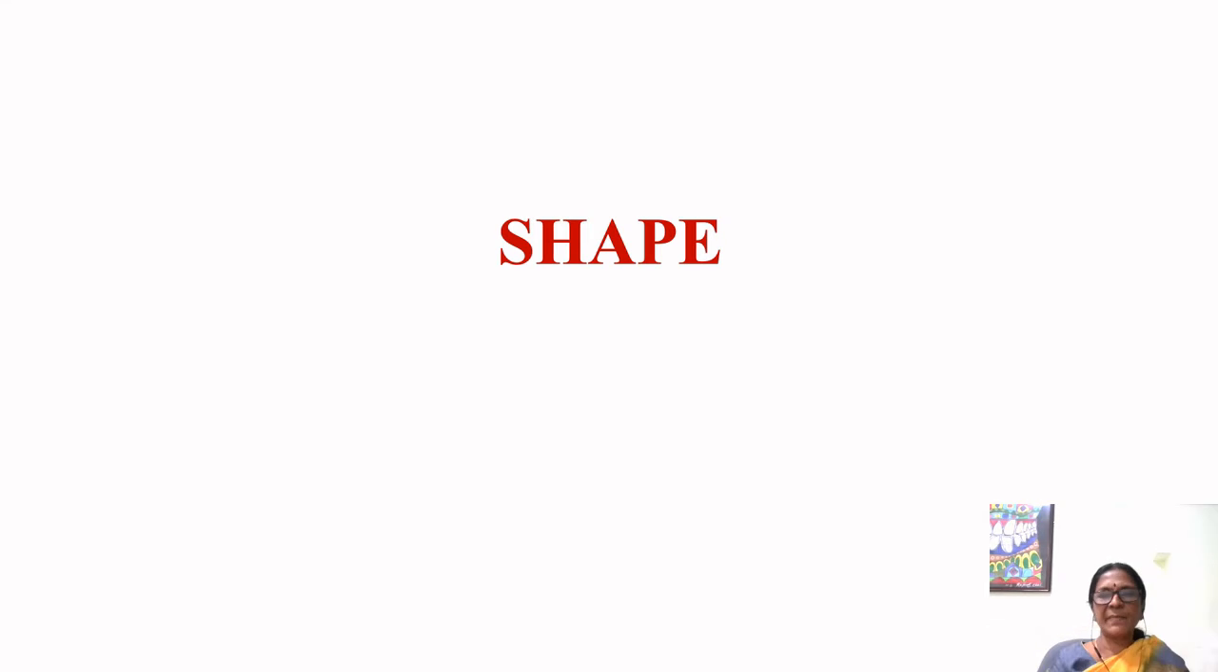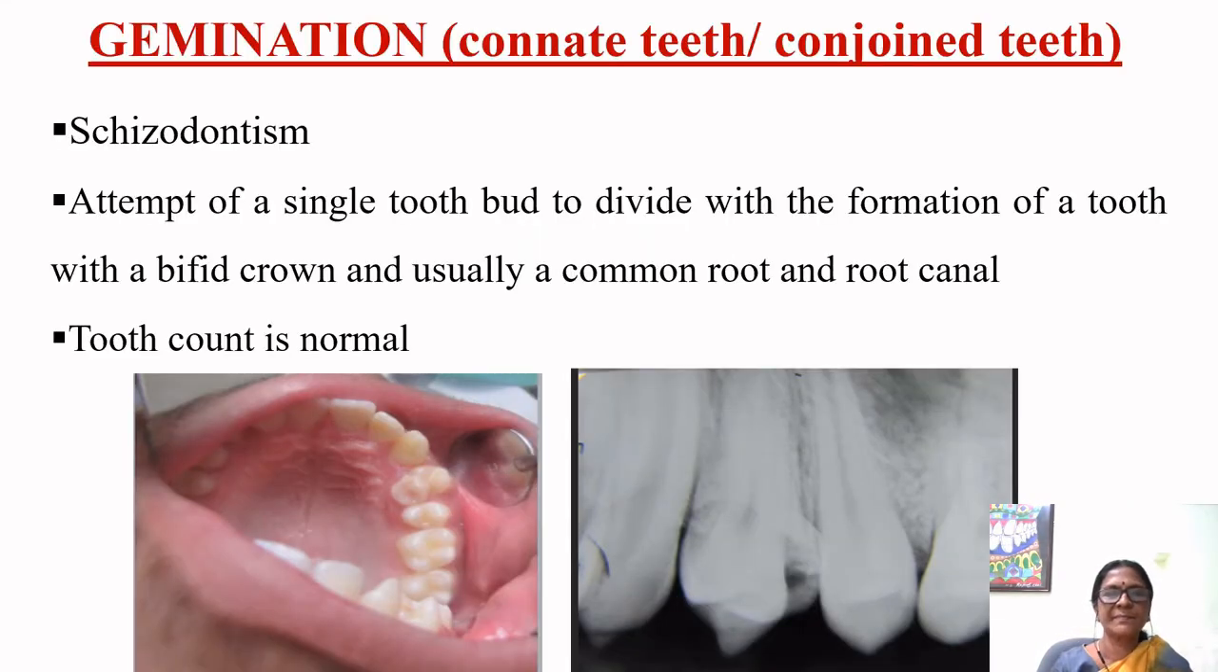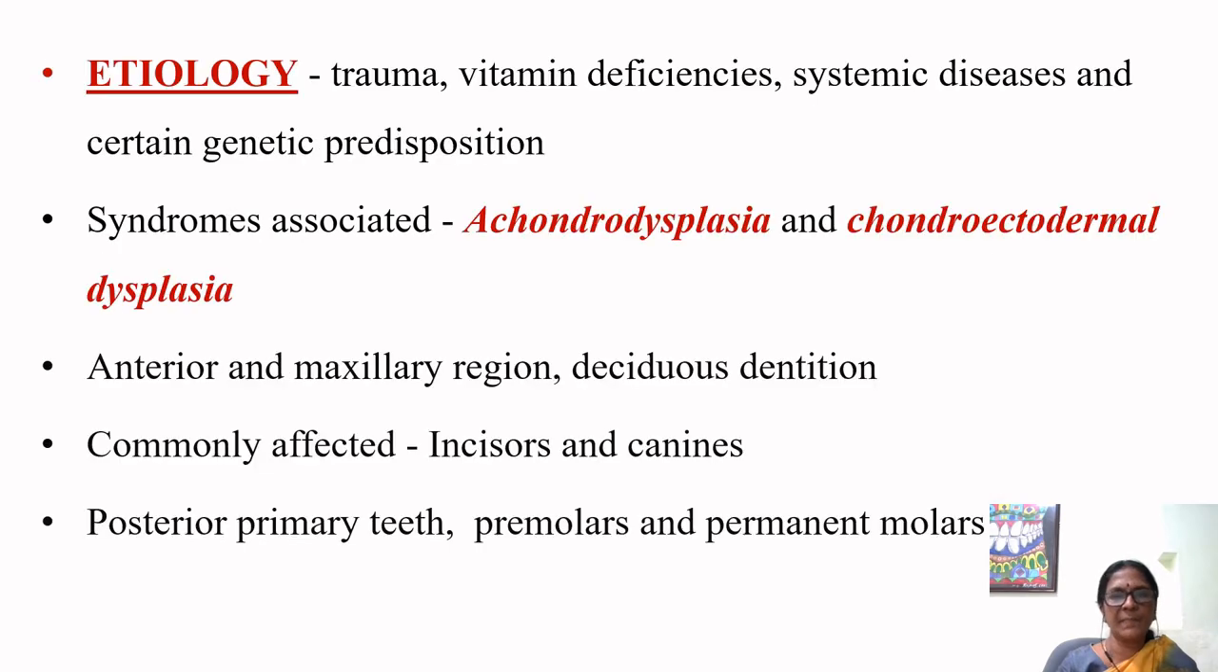Now coming to the developmental disturbances of the shape of the teeth. Gemination, otherwise called connate teeth or conjoint teeth, otherwise called schizodontism. It is an attempt of a single tooth bud to divide, with the formation of a tooth with a bifid crown, and usually a common root and root canal may be seen. The tooth count in the dentition may be normal.